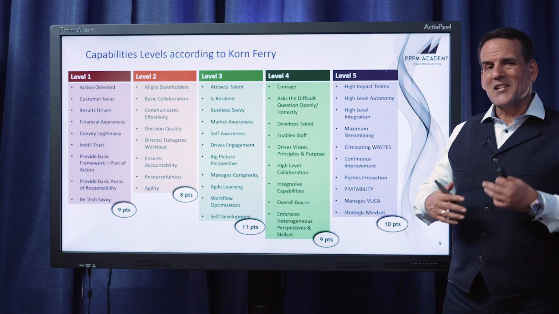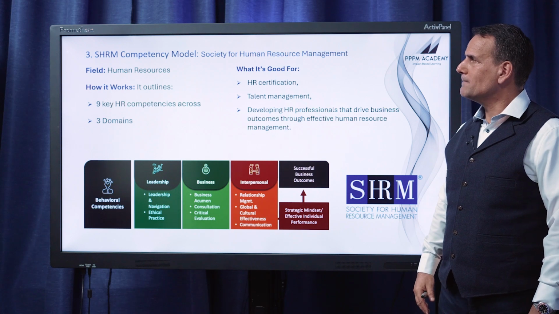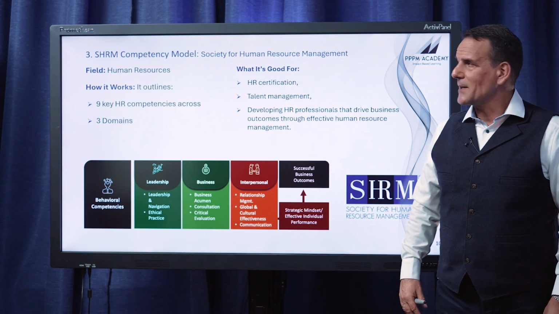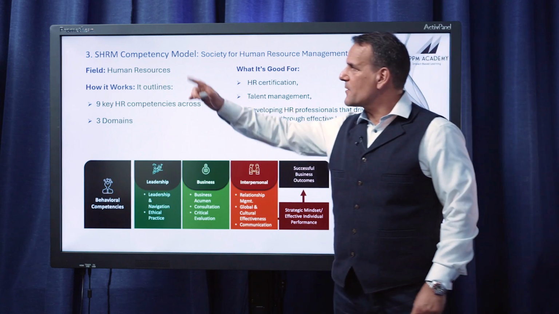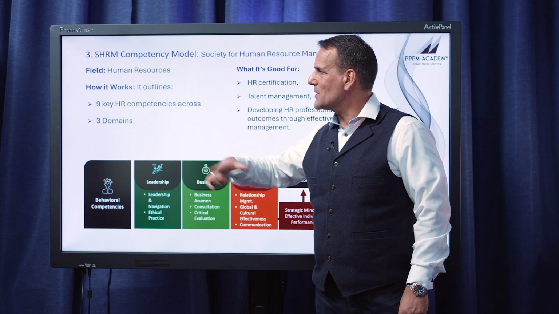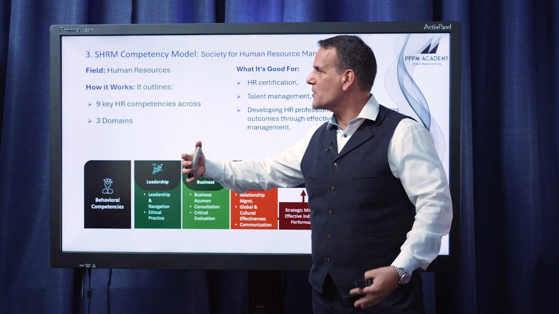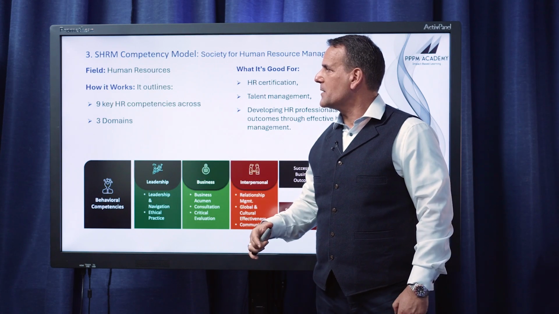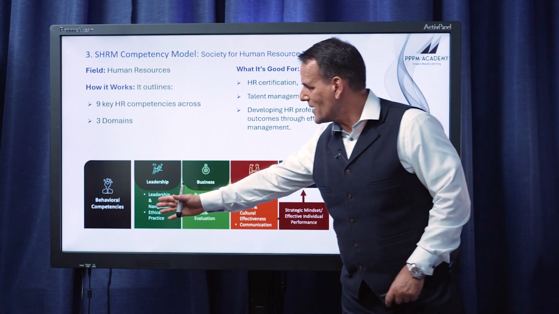But this is just kind of to introduce you and soften you up to the topic of competency models, right? The next competency model is called the SHRM. It comes from the field of human resources. It allows, here in a different framework, a different approach to understanding it, 9 key competencies across 3 domains, and you basically have them broken down here, right?